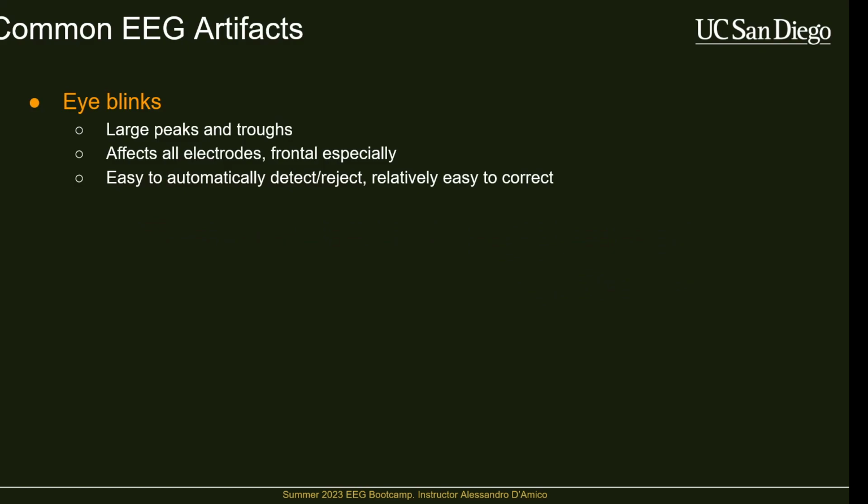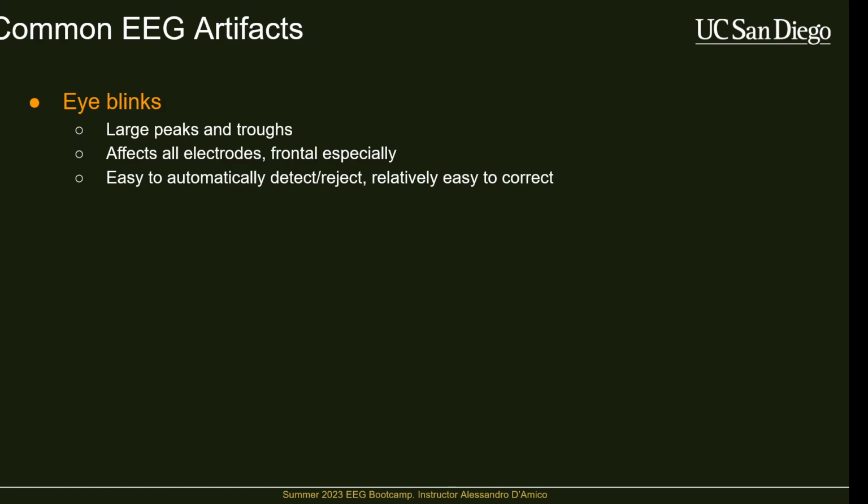So let's talk about common artifacts. The most common that we'll see are eye blinks. These are very large peaks and troughs. I mean, they're absolutely massive. To give some perspective, EEG activity is usually in the microvolt range, and eye blinks are millivolts, so orders of magnitude larger. They affect almost all of the electrodes, but it's really only visible in the frontal electrodes, so as you get further and further away from the eyes, you start seeing less of an effect from the eye blink. That's somewhat true. It gets a little more complicated than that, but generally true.